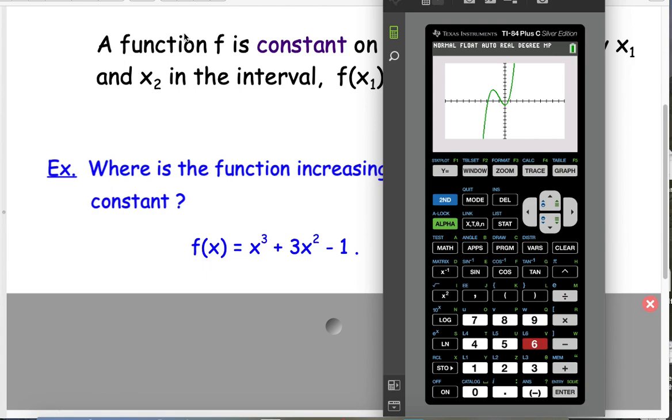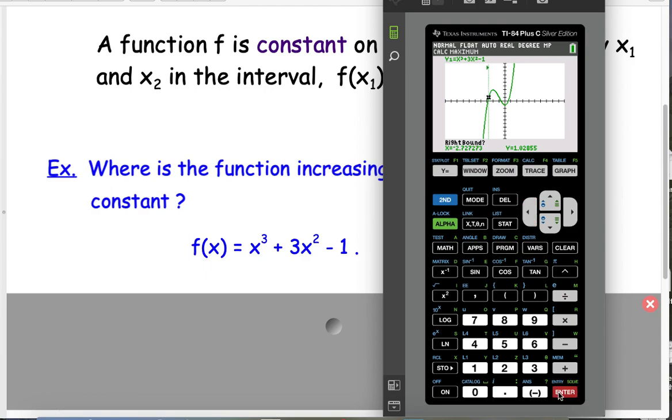Now I want to show you how you can verify that, because we just don't want to eyeball it. So I'm going to press the second and the trace key, which is the calculate menu, and I want to calculate number 4, a local maximum. We'll define that in a minute. And then it says, okay, give me a left bound. So I need to hit the left arrow key and go to the left of that high point. And that's fine, I'll press enter.